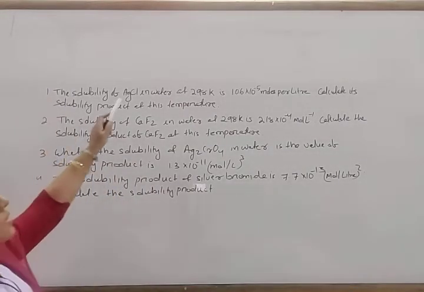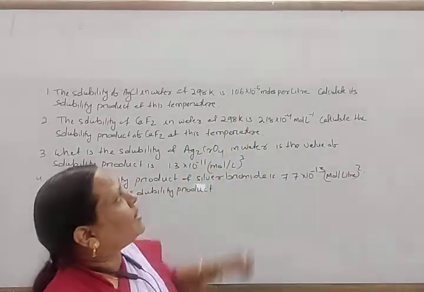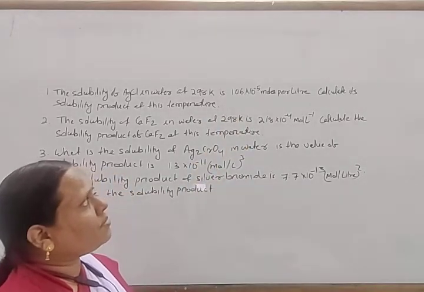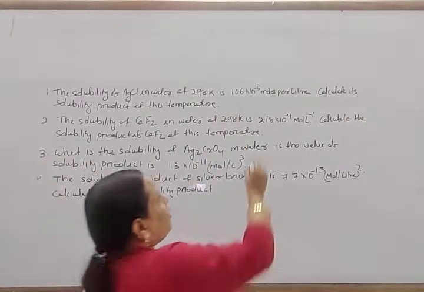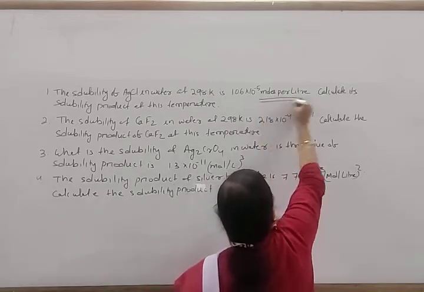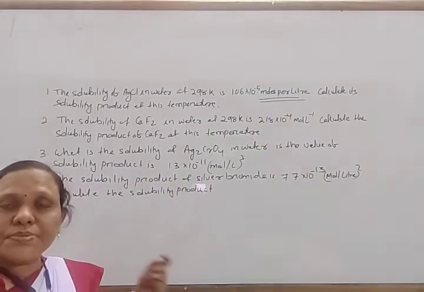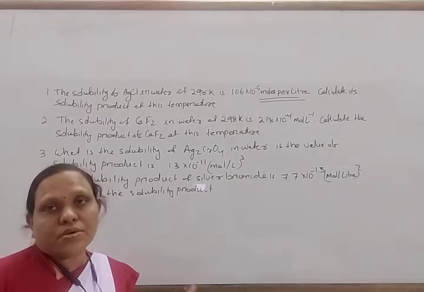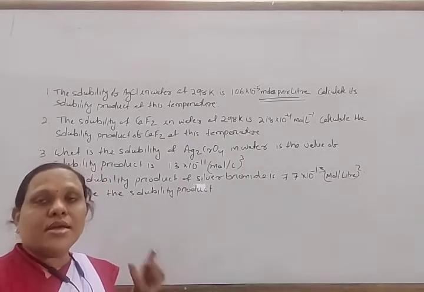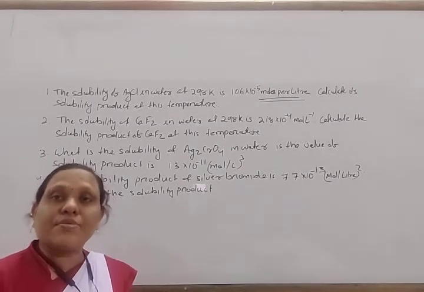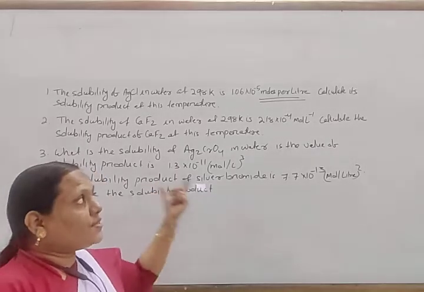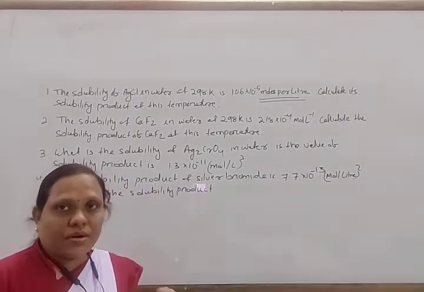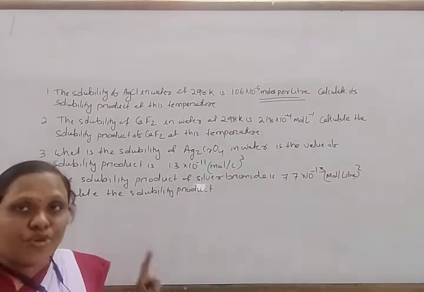The solubility of silver chloride in water at 298 Kelvin is 1.06 times 10 to the power minus 5 moles per liter. Look whether it is given in moles per liter or not. If it is given in grams per liter, then divide by the molecular mass and you will get moles per liter. If any other volume is given, then convert it to concentration per liter, then solve. So always try to solve in moles per liter.